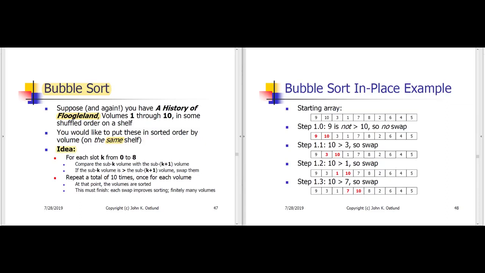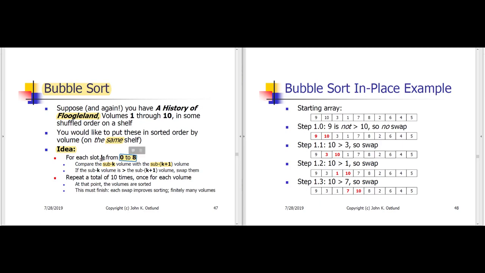The idea in bubble sort is for each slot from 0 to 8, what we're going to do is to compare the value in the sub k slot with the value in the sub k plus 1 slot. So in other words, we'll compare the sub 0 slot to the sub 1 slot. If the value in the sub k slot is greater than the value in the sub k plus 1 slot, then we'll swap those values. And then we're going to go on to the next value for k. So we'll compare the sub 1 slot to the sub 2 slot and swap if necessary. Then the sub 2 slot to the sub 3 slot and swap if necessary.